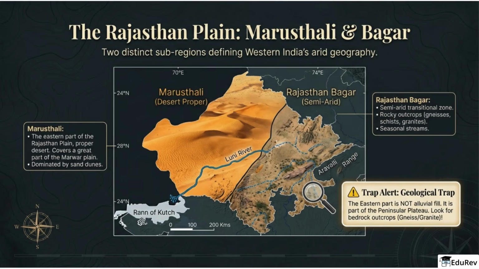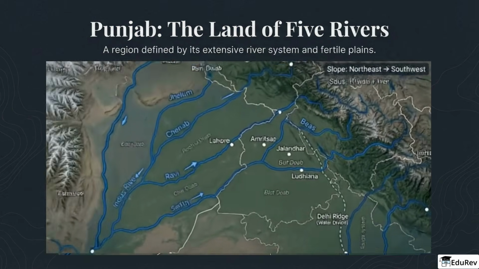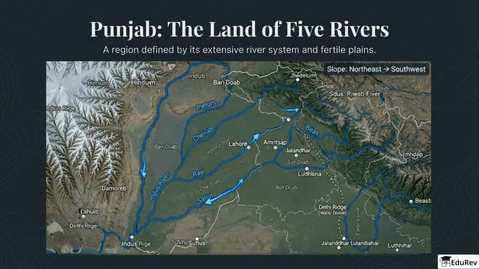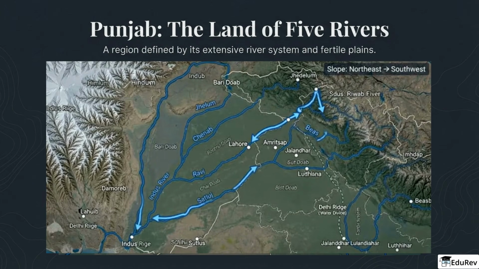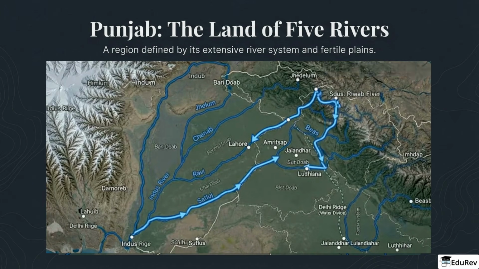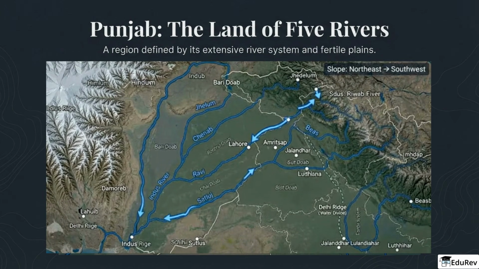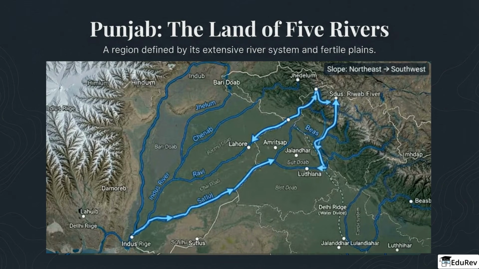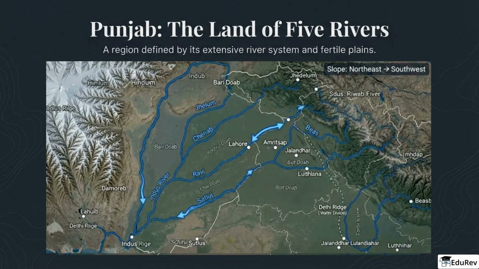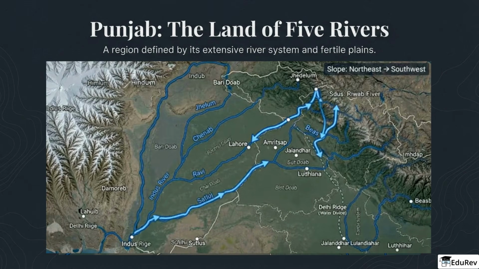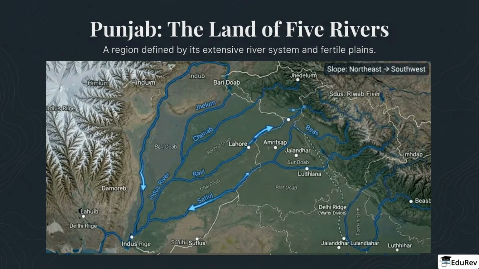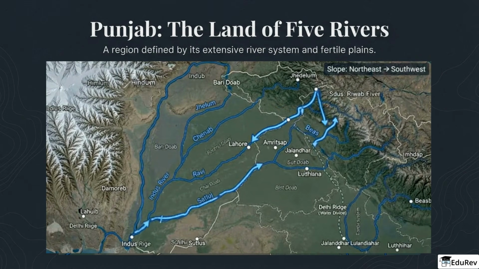And note the trap alert exactly as stated. The eastern part is not alluvial fill. It is part of the peninsular plateau. Look for bedrock outcrops like gneiss and granite. Now move into the Punjab system. Punjab is the land of 5 rivers, and the plain is defined by this extensive river network and fertile tracts. Track the rivers shown: Jhelum, Chenab, Ravi, Satluj, and Beas, with the Indus River as the larger trunk system. The slope is northeast to southwest.